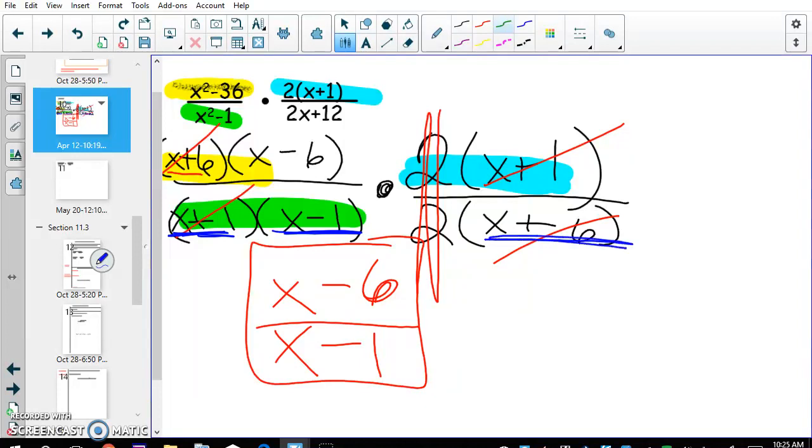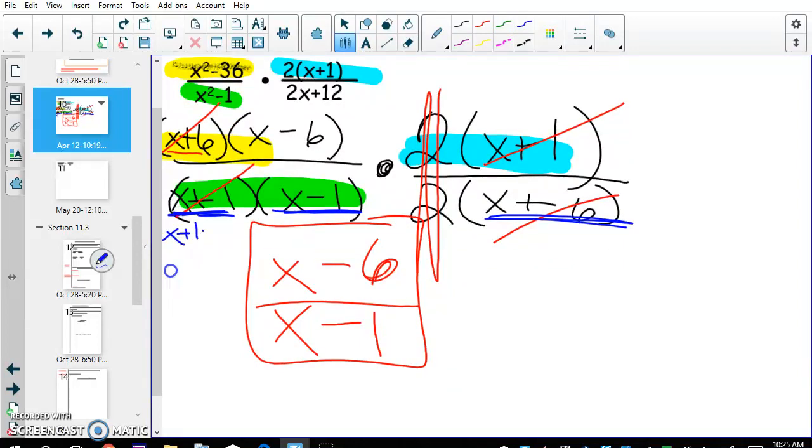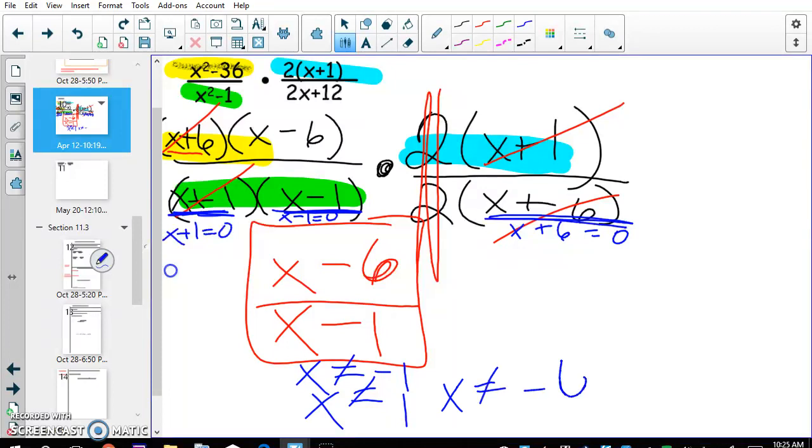How do I find them? Well, you know that the bottom can't be 0. So you're going to take this first piece, x plus 1, and set it equal to 0. Well, what would make that 0? Negative 1. So x can't be negative 1. Then right here, if I had x minus 1 and set that equal to 0, what can x not be? x can't be 1. And then over here, x plus 6, what makes that equal to 0? x can't be negative 6 either. There we go with that.